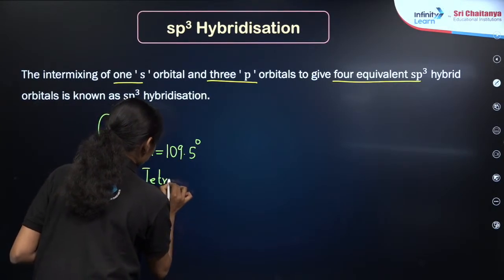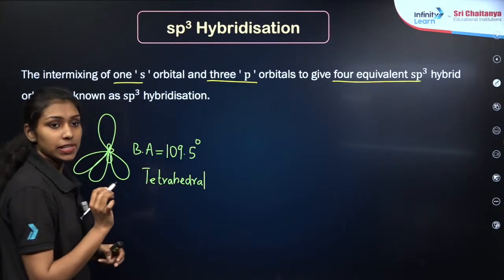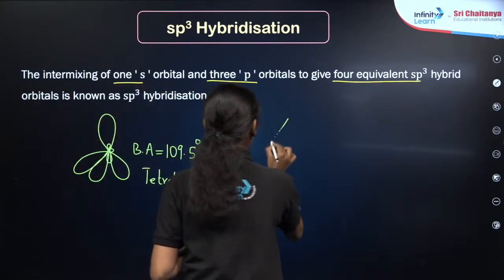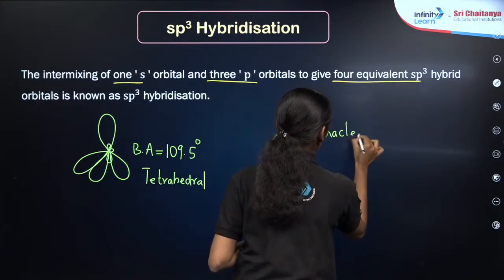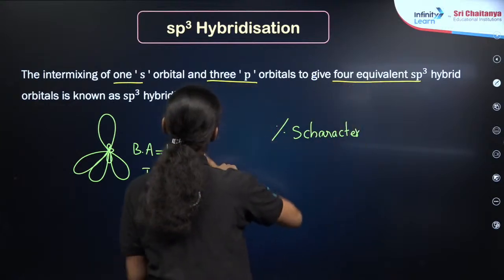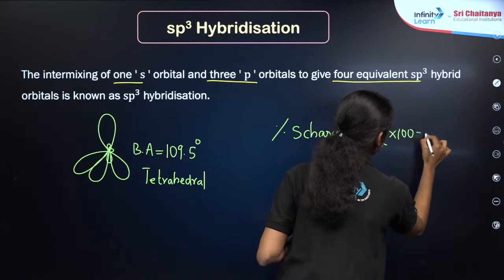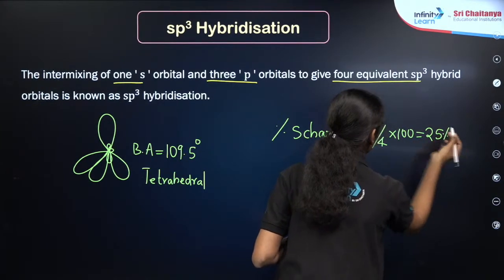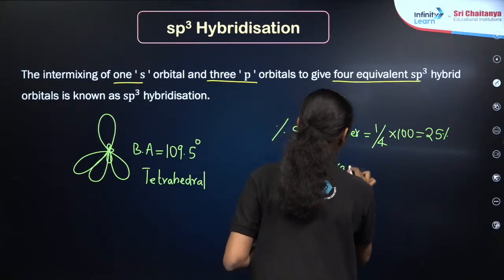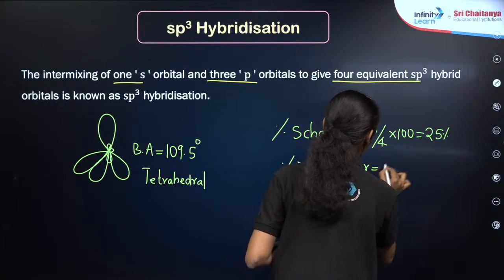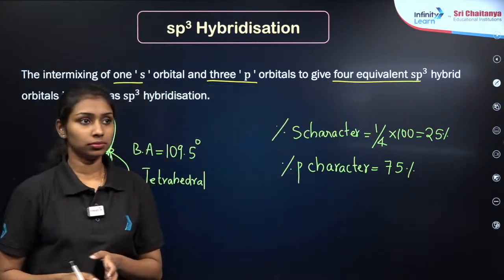Then what about the percentage s character? Total 4 orbitals are forming, right? In which 1 by 4 is the s character, then 1 by 4 into 100 is 25%. Then the rest of it is the percentage p character, that is equal to 75%. Clear?